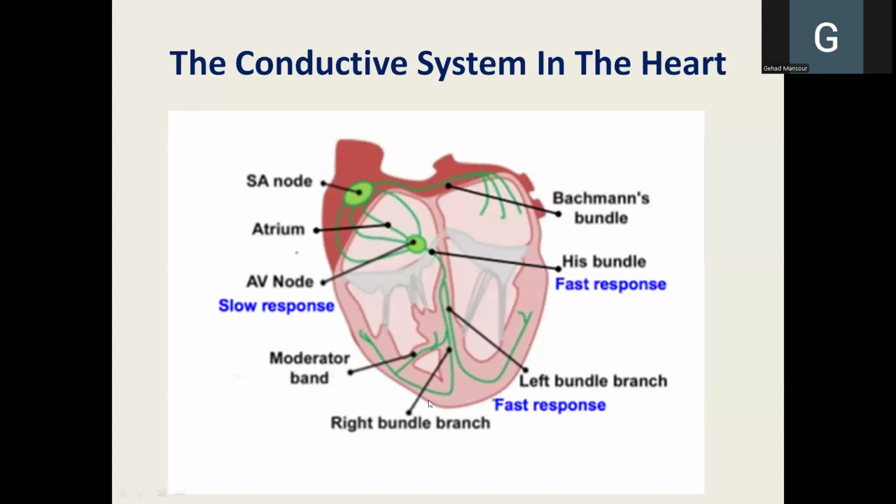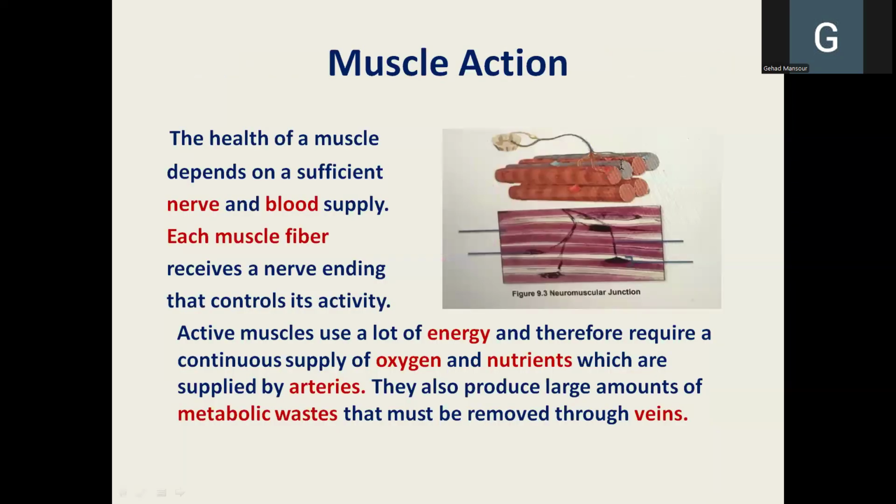The right ventricle will pump deoxygenated blood to the lungs to be purified, to get rid of the carbon dioxide and be loaded with oxygen, whereas the left ventricle will pump oxygenated blood to the whole body.